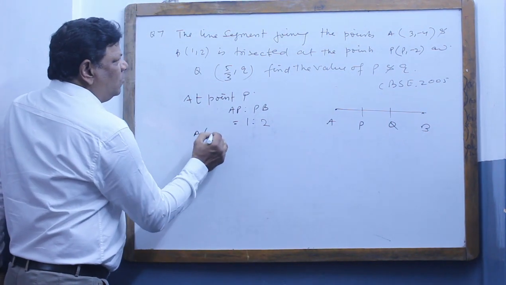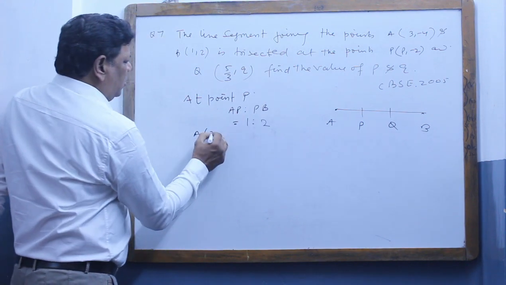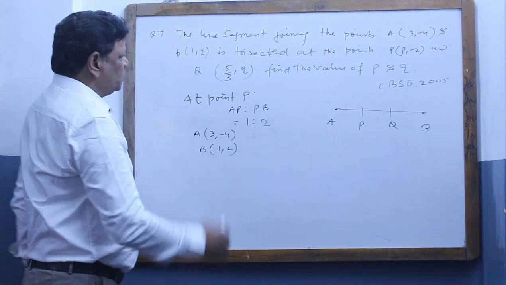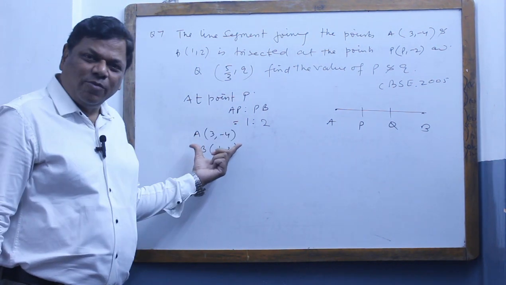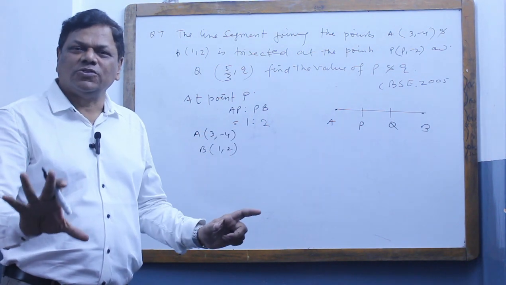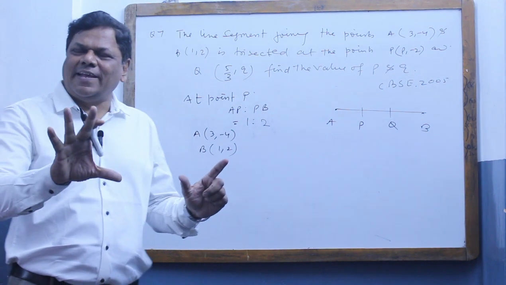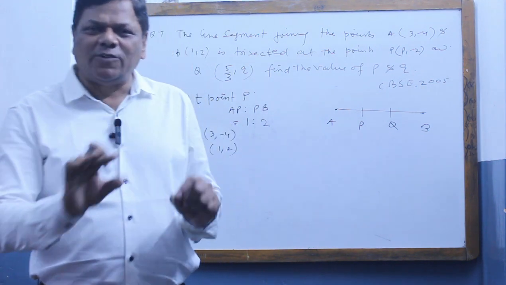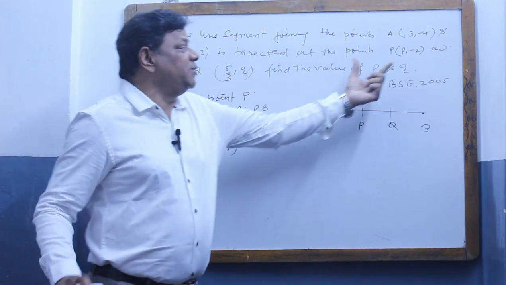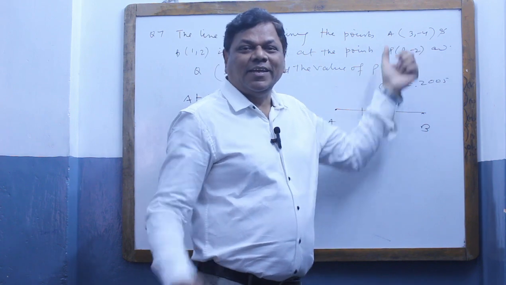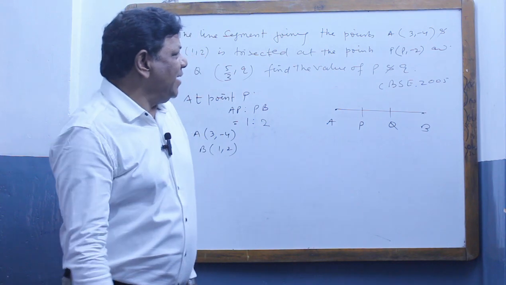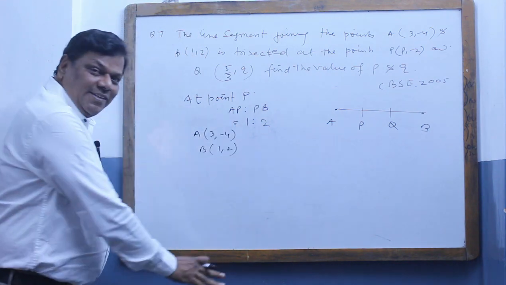A we already know. The value of A is given, 3 comma minus 4, and what is the value of B? 1 comma 2. Apply the section formula with this and this. You will get some values: mx2 plus nx1 by m plus n, comma my2 plus ny1 by m plus n. Compare that with P. First one with the first one, you will get the value of P. Now next, you will complete this yourself.